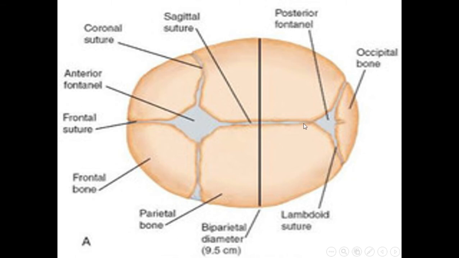So one parietal bone will go over the other parietal bone, occluding the sagittal suture, so decreasing the transverse diameter of the fetal head. Also the two parietal bones will move over the two frontal bones, occluding the coronal suture, so decreasing the diameter of the fetal head. Maybe also the two parietal bones will move over the occipital bone, occluding the lambdoid suture. So we decrease the transverse diameter of the fetal head by moving the two parietal bones over each other, and the longitudinal diameter by moving the two parietal bones over the occipital bone, or over the frontal bone.